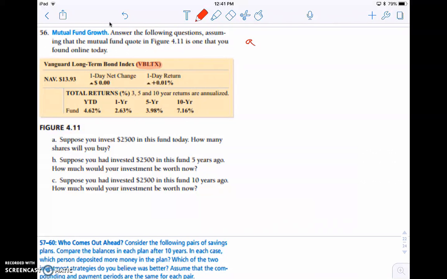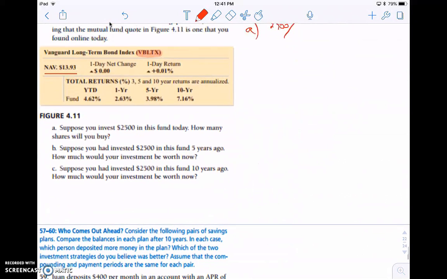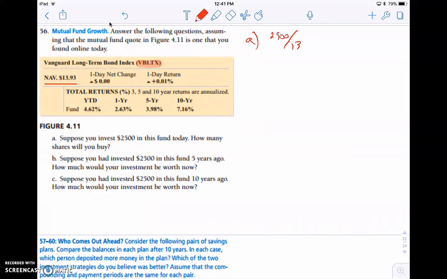So in part A, if you invest $2,500, then we need to take that $2,500 and divide it by the current price. And again, your current price, if you remember up there, was the net asset value, NAV. So we'll divide that by 13.93. And this will tell us that you were able to buy 179.47 shares of this mutual fund for $2,500. So that's how much you would buy in if you had that kind of money.